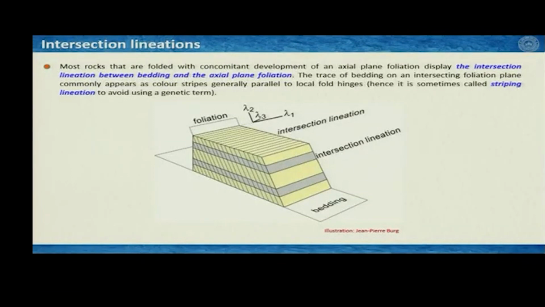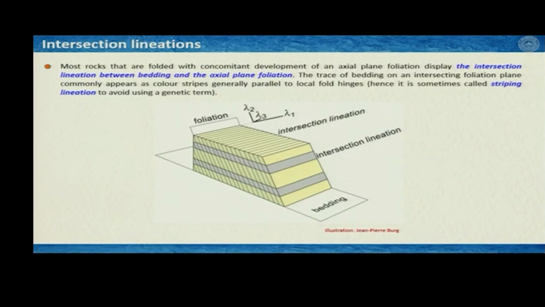So, with this we finish the surface lineations, or non-penetrative lineations. We now switch to the penetrative lineations, and we first start with the intersection lineations. As I have described before, intersection lineations are nothing but the intersection between 2 planes. Most rocks which are folded, particularly in low grades with concomitant development of axial planar foliations, display this intersection lineation between bedding and the axial plane foliation.